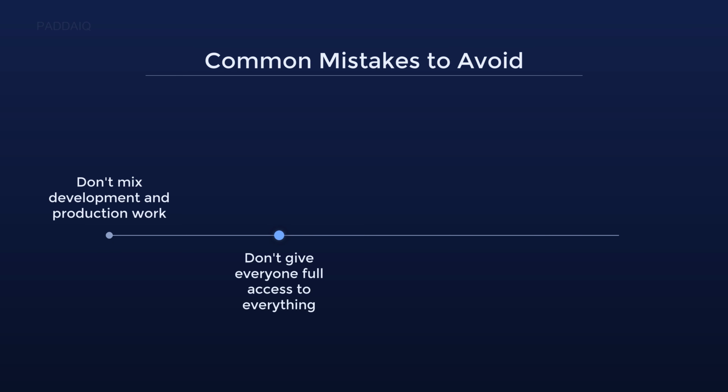Do not give everyone full access to everything. This means applying the principle of least privilege, granting users only the permissions essential for their specific roles. For instance, a developer should not have the same administrative rights as a system owner. This targeted approach minimizes security risks and prevents accidental system-wide changes.